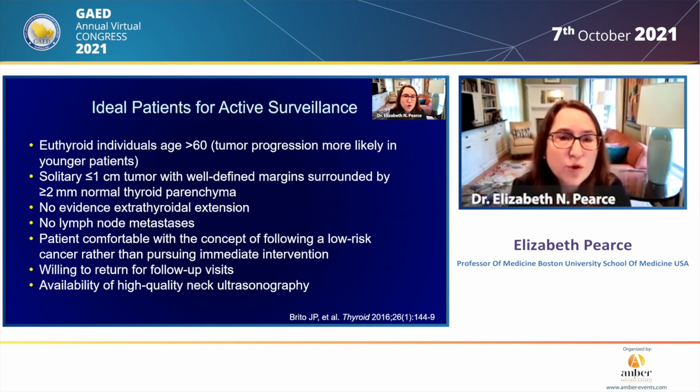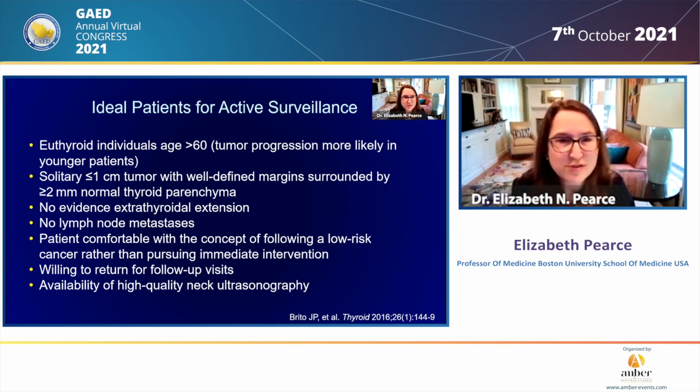But in the meantime, we do have studies that suggest that there are patients who are optimal patients for this active surveillance strategy and others who may be less optimal. So patients in whom we might consider following thyroid cancers without ever sending the patient to surgery are those who are older, mostly because we know that tumor progression is more likely in younger patients, particularly those under the age of 40. Typically, we would recommend this only in patients where the tumor is low risk based on ultrasonography. So something that's a centimeter or less in size.